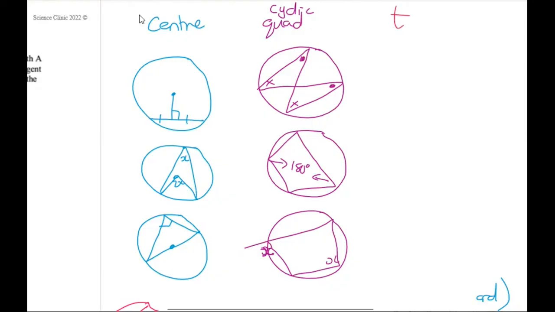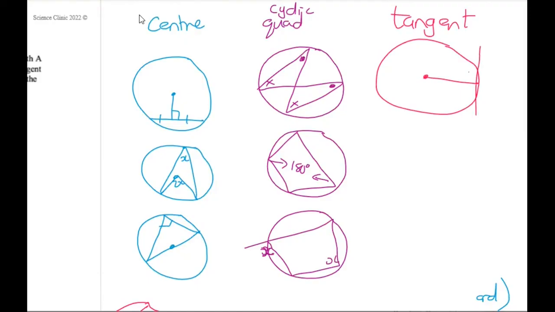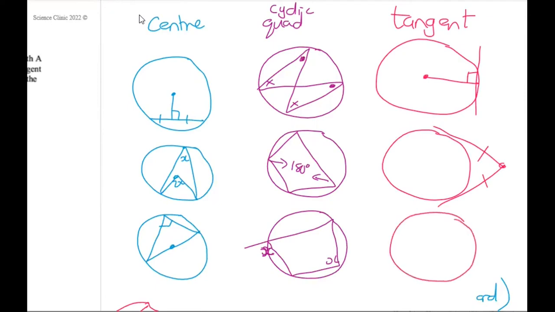Lastly, we've got our tangent theorems. The one tangent theorem also needs the center, but if it doesn't have the tangent, then it's not important, so that's why I've left it under the tangent theorems. The radius is going to be perpendicular to the tangent. Our next tangent theorem is if I've got two tangents on either side coming from the same point, they're going to be equal. And the last tangent theorem is our surfer dude, where the angle between the tangent and the chord is equal to the opposite angle at the circumference. That's our tangent theorems.